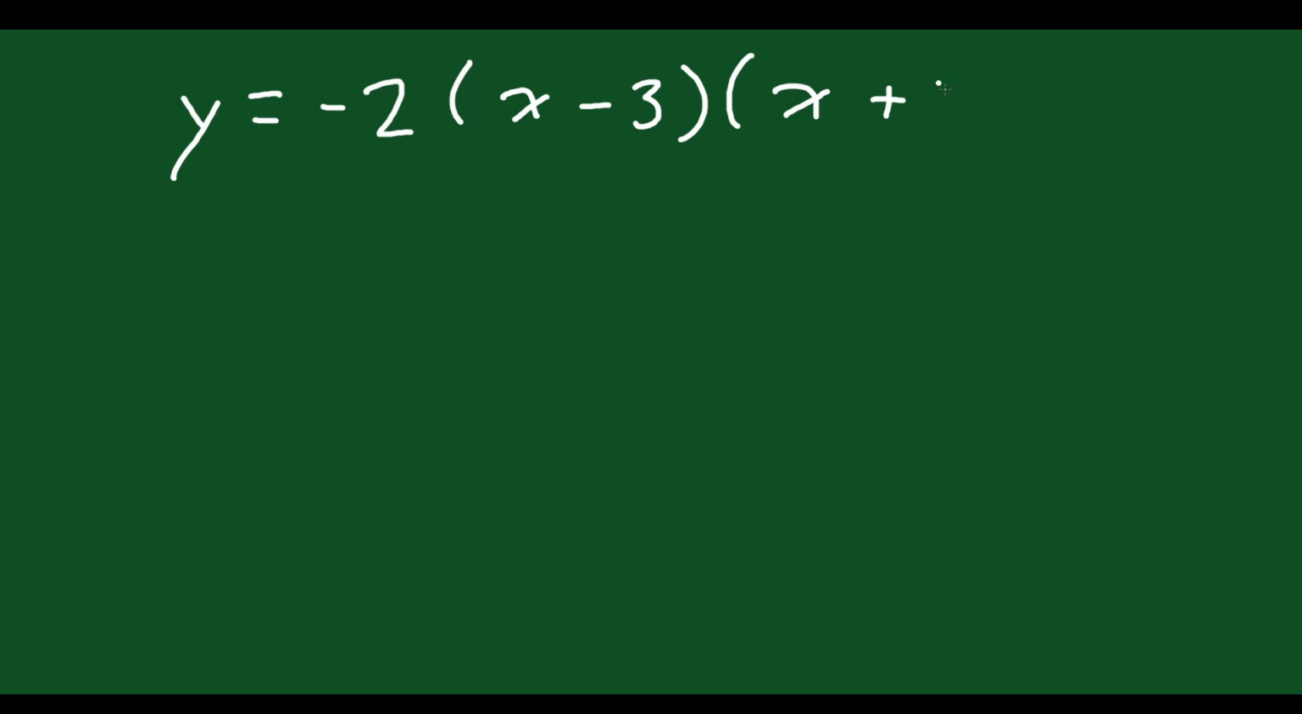Let's solve some quadratics. So let's say we're given y equals -2(x - 3)(x + 4). So this is a quadratic in factored form. So how can we solve this thing? Well, it's actually pretty straightforward.